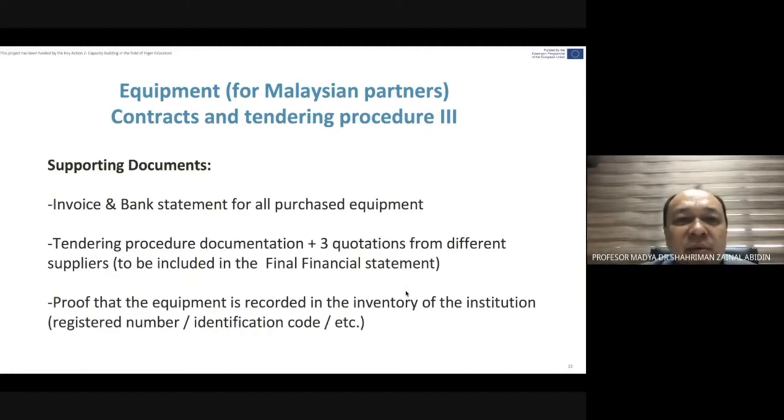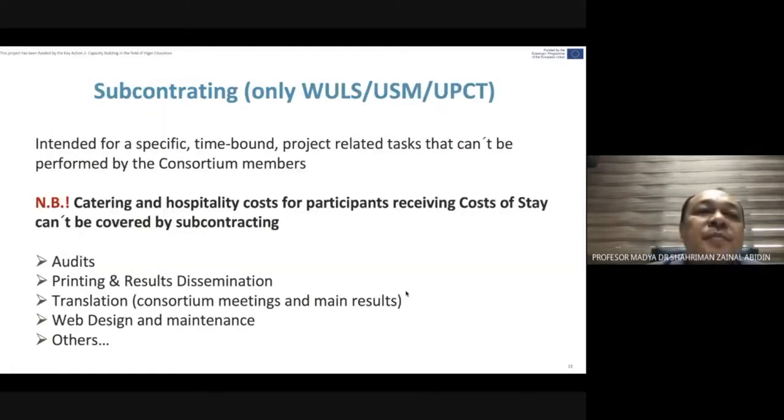And then for equipment and contract tendering procedure for the Malaysian partner, for supporting documents we have to provide invoice, bank statement for all purchases, tendering procedure documents plus 3 quotations from different suppliers to be included in the final financial statement, and proof that the equipment is recorded in the inventory of the institution, including registration number, identification code, etc. And on subcontracting, this is applicable for both USM and UPCT. UITM does not need to. So they have to provide these documents.